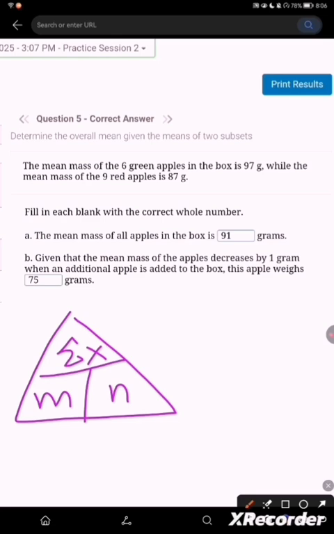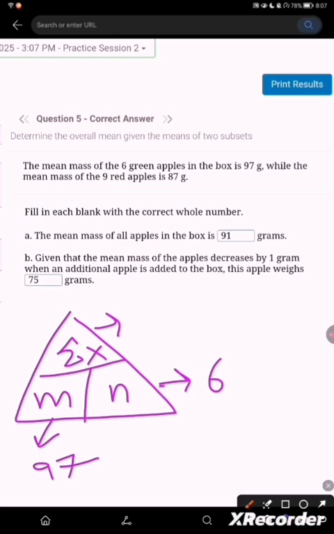So, the mean mass of the 6 green apples, let's start with the green apples. The mean mass is 97, and then there are 6 green apples, so 6 is your number of apples, and you want to find the total. So you do 6 times 97, and you'll end up with 582. So that means your total mass of green apples is 582.